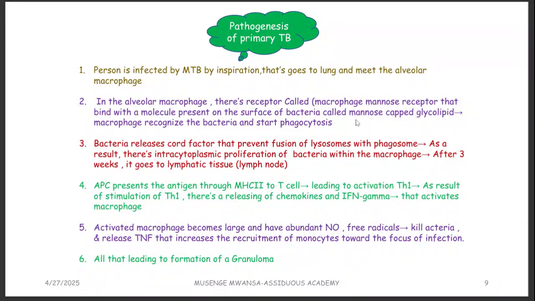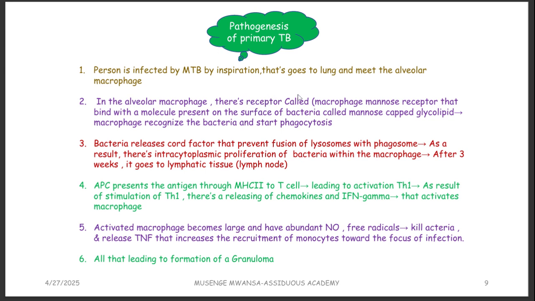So when you look at primary TB, how does it happen? First, a person infected by Mycobacterium TB, let's say, coughs, and then you have got this bacteria in the atmosphere, and then someone inspires them. They end up going to the lungs, and there they'll meet the alveolar macrophages, the dust cells. And then when these macrophages take them up, the Mycobacterium tuberculosis is now inside the macrophages.